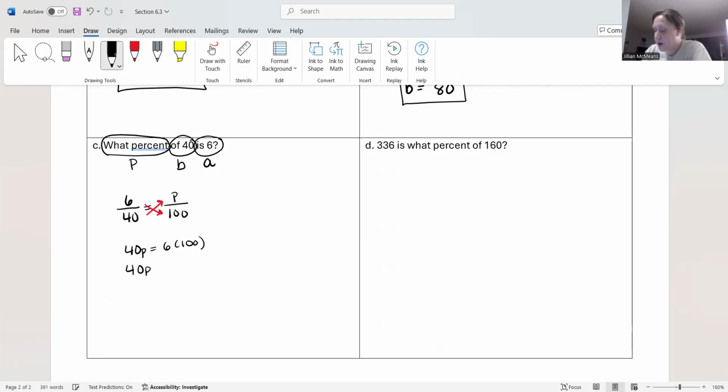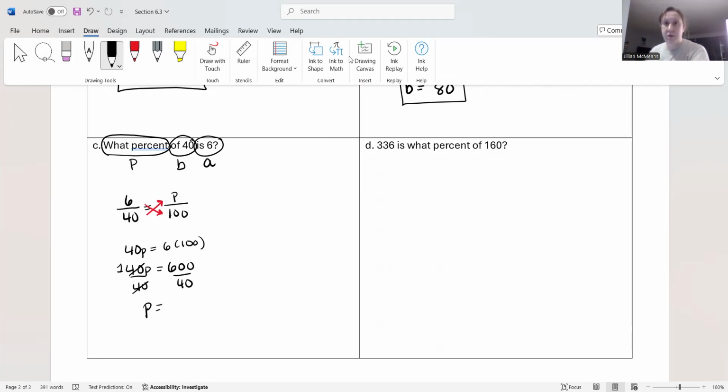Well, 6 times 100, luckily, is pretty easy. That's just 600. And then I need to undo the multiplication of 40 and P. So I would divide both sides by 40. On the left, 40 divided by itself is 1. 1 times P is just P. And then it would be very appropriate at this point to use the calculator to do your side work of 600 divided by 40.